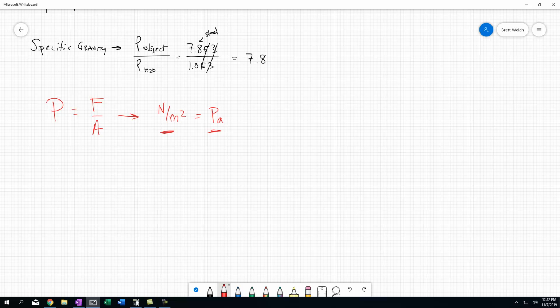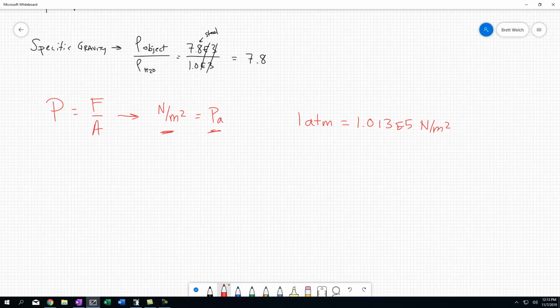There are a couple of other pressure values or conversions we're going to want to know. For instance, sometimes we'll talk about an atmosphere of air pressure. Well, 1 atm, or 1 atmosphere, is equal to 1.013 times 10 to the 5th newtons per meter squared, or pascals.